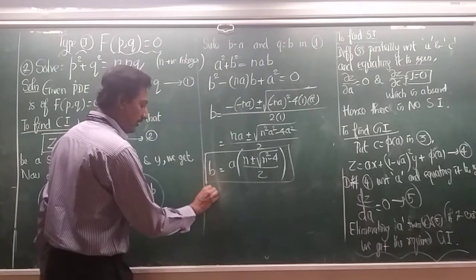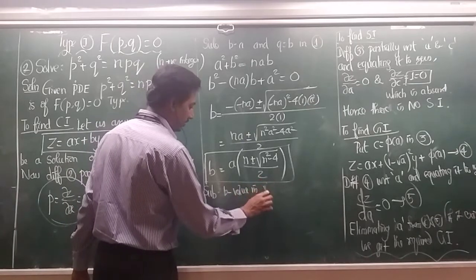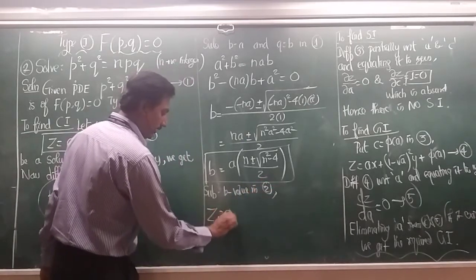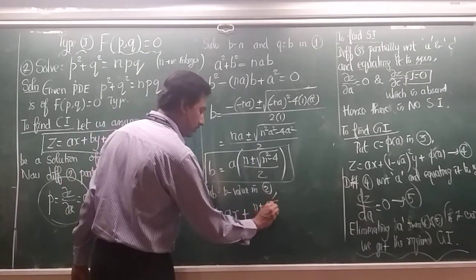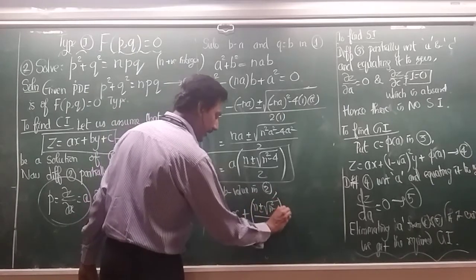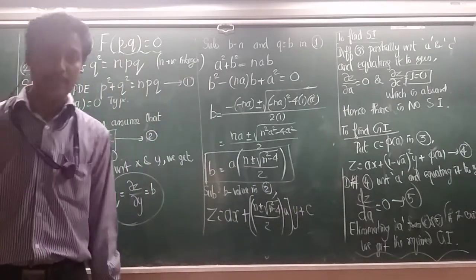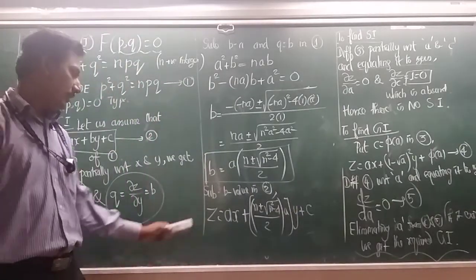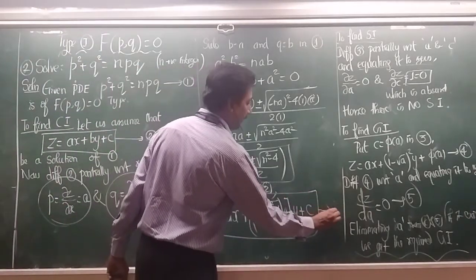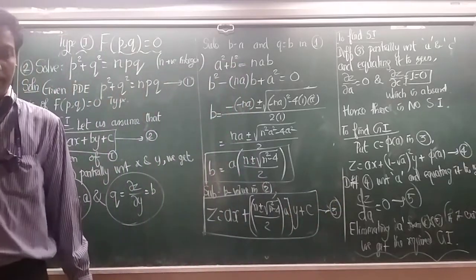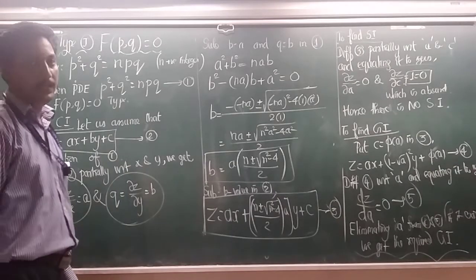Now substitute the b value in equation number 2. We get z is equal to ax plus, what's the b value now? This one: n plus or minus square root of n squared minus 4 by 2, into a, into y, plus c. Can you count how many constants are there? Two constants, that is a and c. So there are an equal number of arbitrary constants as independent variables. That's why this is called the complete integral.